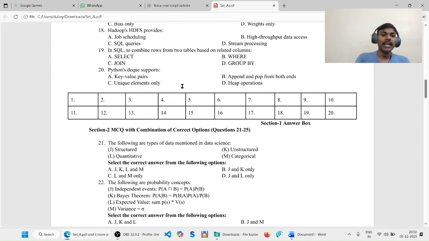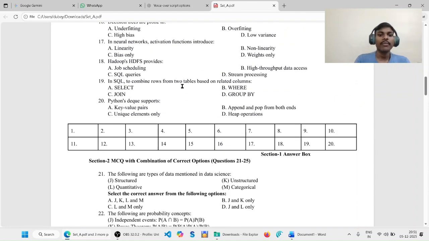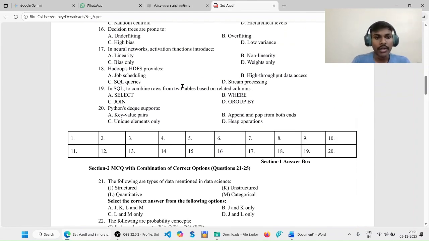Question 19. In SQL, to combine rows from two tables based on related columns, we use select, where, join, or group by. The correct option is option C, join. A join merges rows from different tables using a matching key. It allows relational databases to combine information meaningfully, and joins are essential for multiple table queries, which means when we have to perform various operations on multiple tables simultaneously.